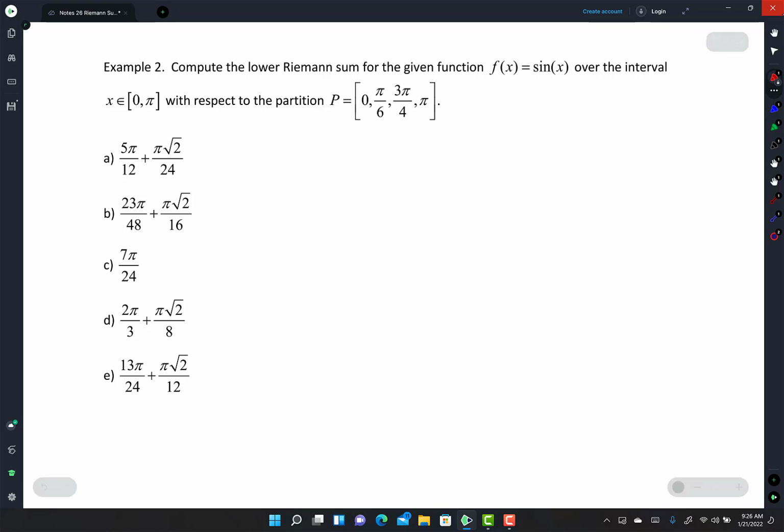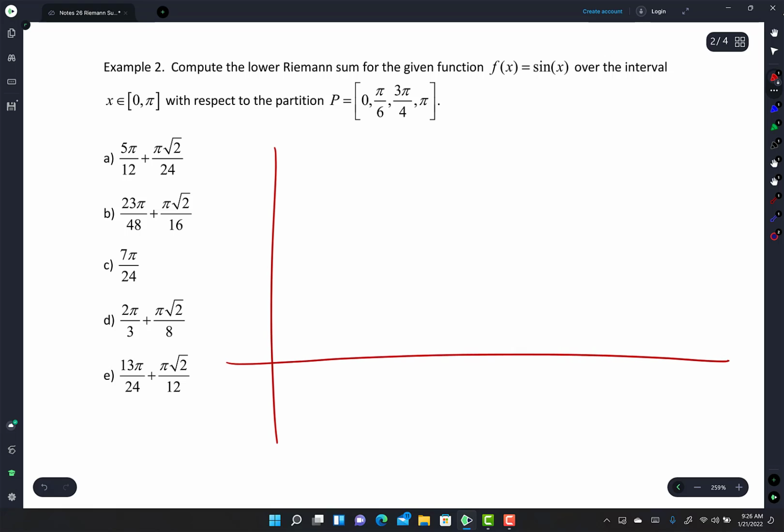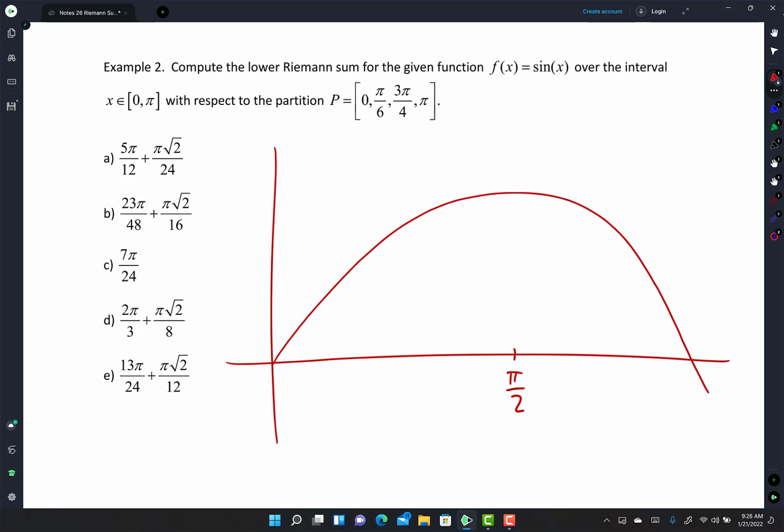Compute the lower Riemann sum. So another LRAM. I should have put an upper RAM, that's fine. With the given function, sine x over the interval 0 to pi, with respect to the partition 0, pi over 6, 3 pi over 4, and pi. Okay, so let's do this sine curve. Let it take up most of your paper here. Try to make it symmetric. Bam, right there's pi over 2. And I guess that's pi over 4 and 3 pi over 4.